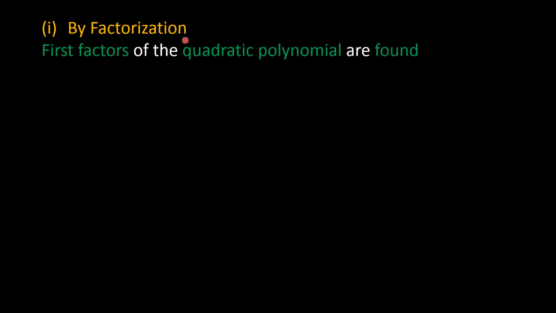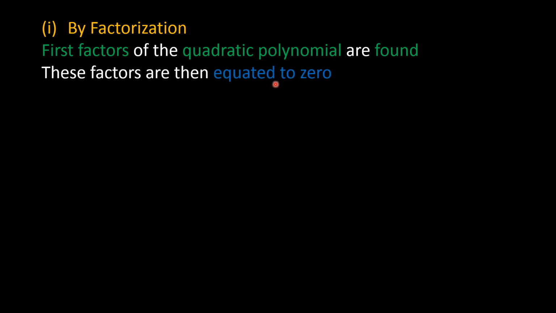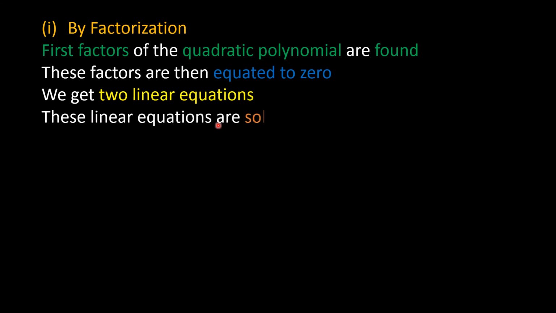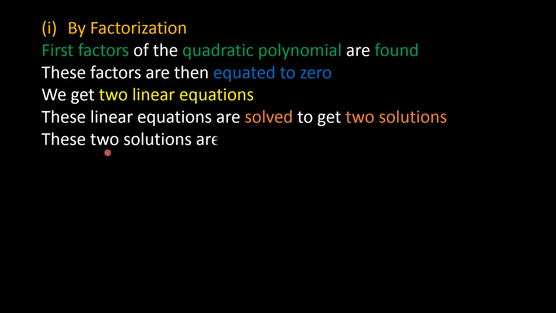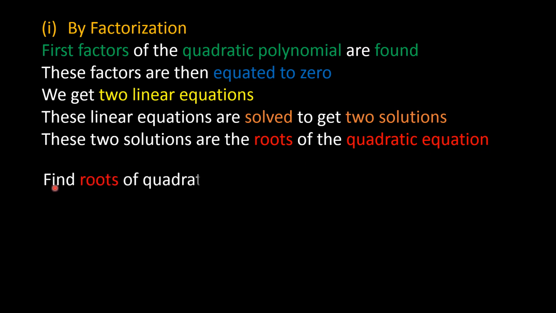In factorization method, first the factors of the quadratic polynomial are found out. Now these factors are equated to 0. We get two linear equations. These linear equations can be easily solved to get two solutions. Now these two solutions are nothing but the roots of the given quadratic equation. Find roots of quadratic equation by factorization. This question we will solve as an example.